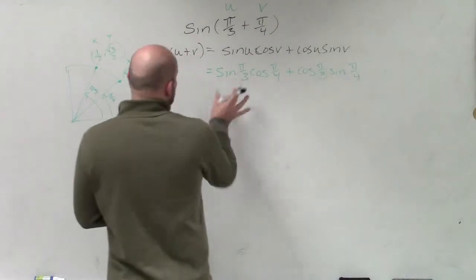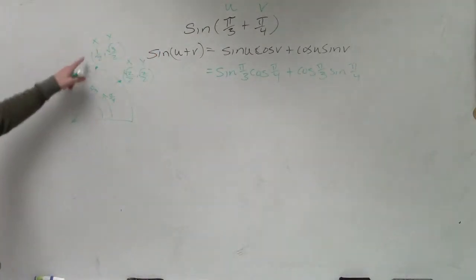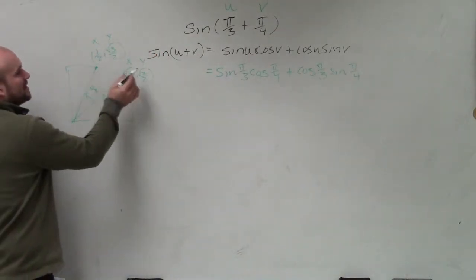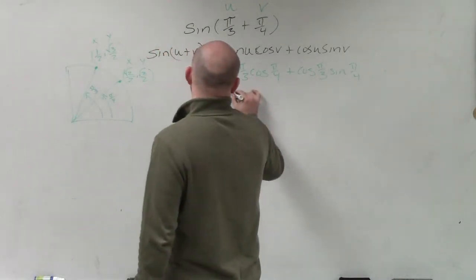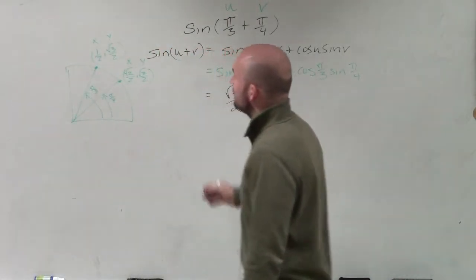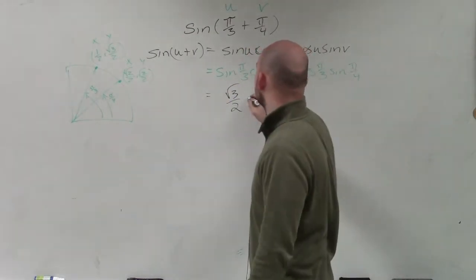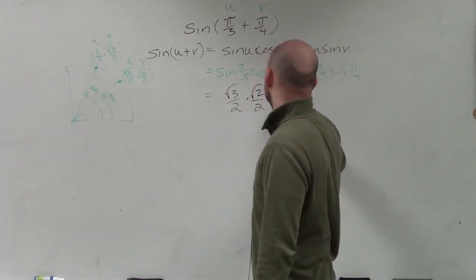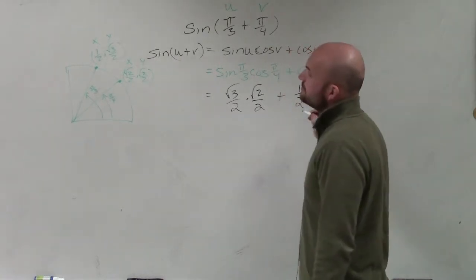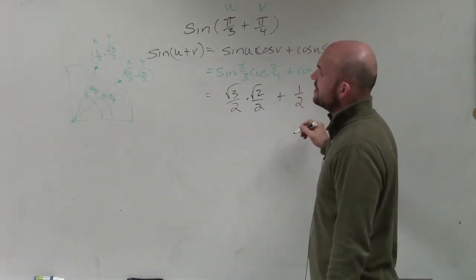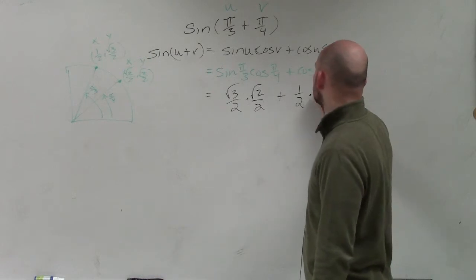So now you can see that the sine of pi over 3 is going to be x. I'm sorry, which is y, which is square root of 3 over 2. The cosine of pi over 4 is the x coordinate for pi over 4, which is the square root of 2 over 2, plus the cosine of pi over 3, which is 1/2, and the sine of pi over 4 is square root of 2 over 2.